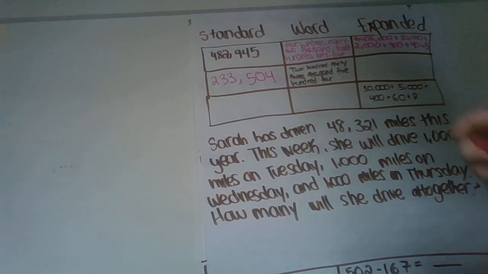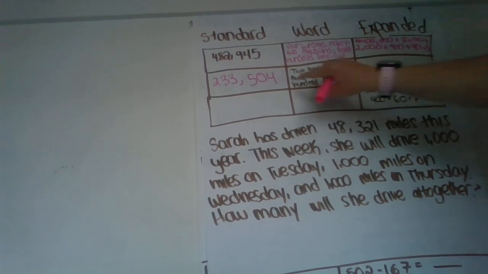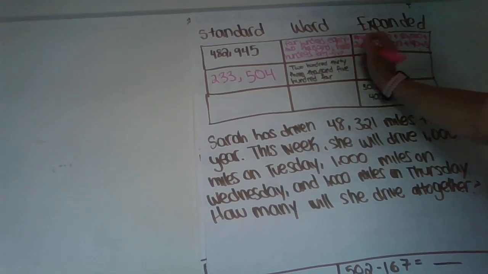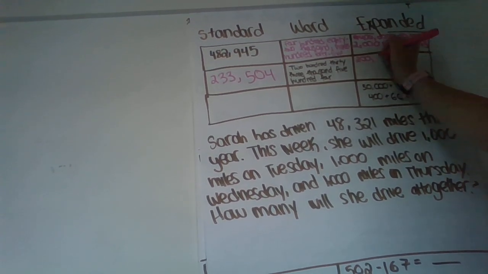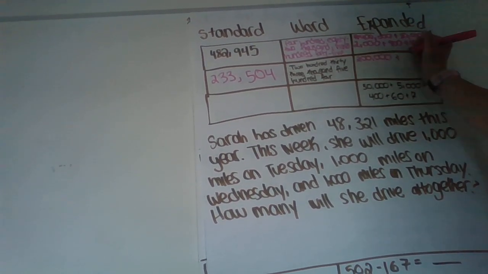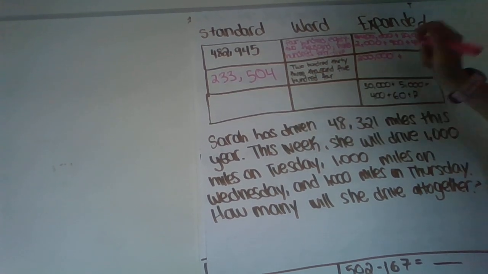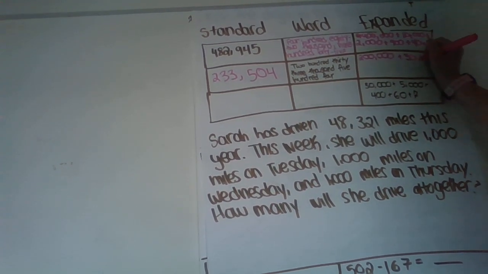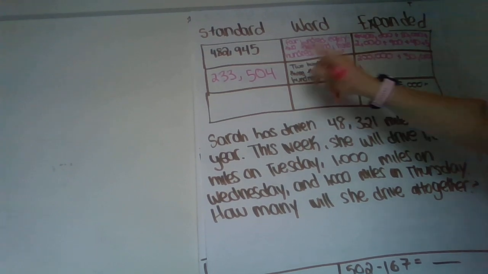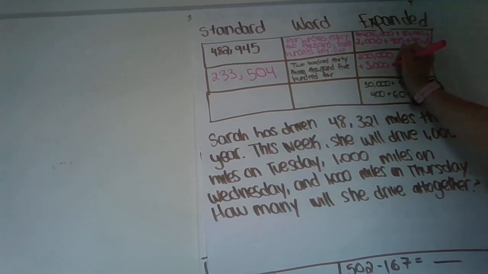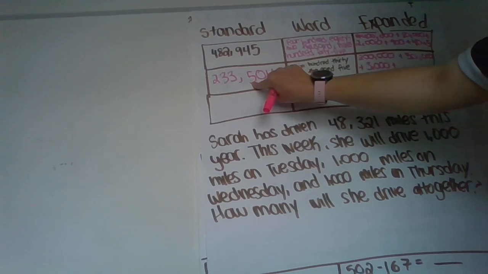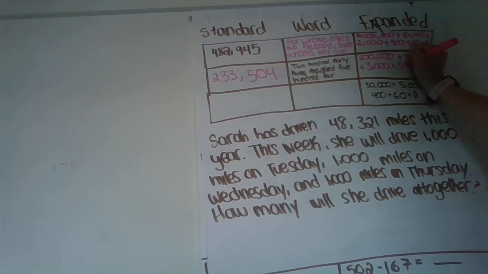233,504. Now to write it in expanded form, I'm going to start with the biggest place value here. That 2 is in the 100,000s place. So it's going to be 200,000 plus the 3 is in the 10,000s place. 30,000 plus in the thousands place, 3,000 plus 5 is in the hundreds place, so 500.